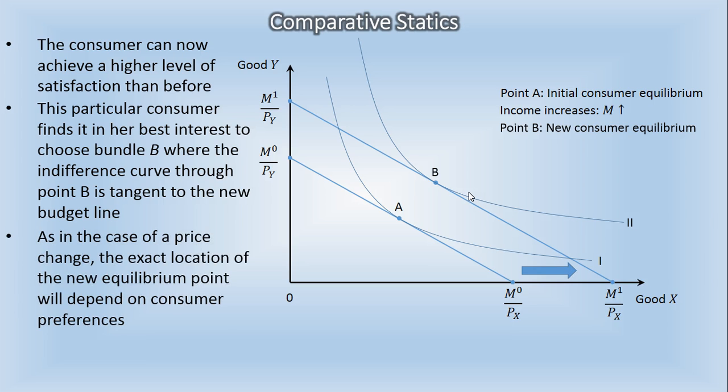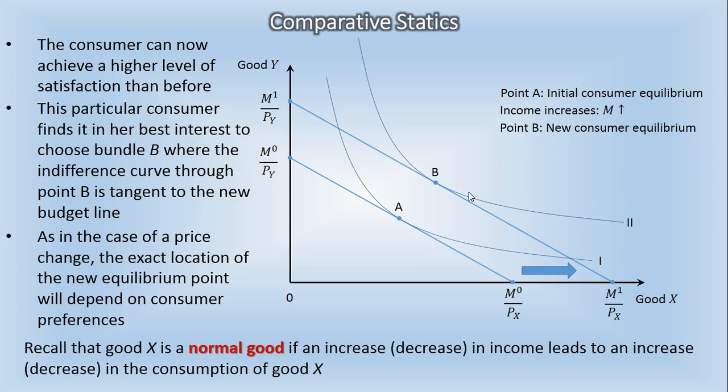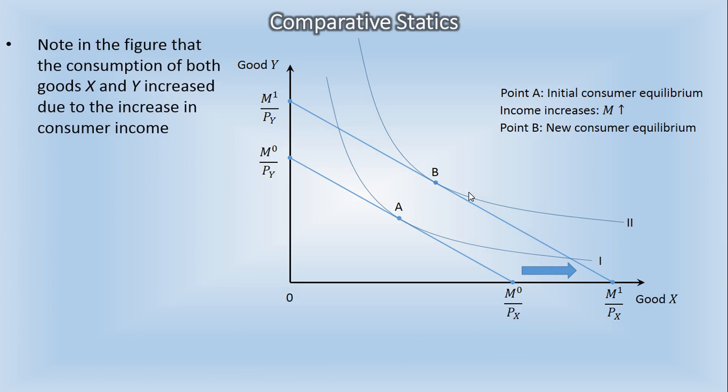All right, as in the case of a price change, the exact location of the new equilibrium point will depend on consumer preferences. So recall that good X is a normal good if the increase in income leads to an increase in the consumption of that good, and a decrease in income leads to a decrease in the consumption of that good. Note in the figure that the consumption of both X and Y increased due to an increase in the consumer's income. So that tells us that both goods are normal goods.